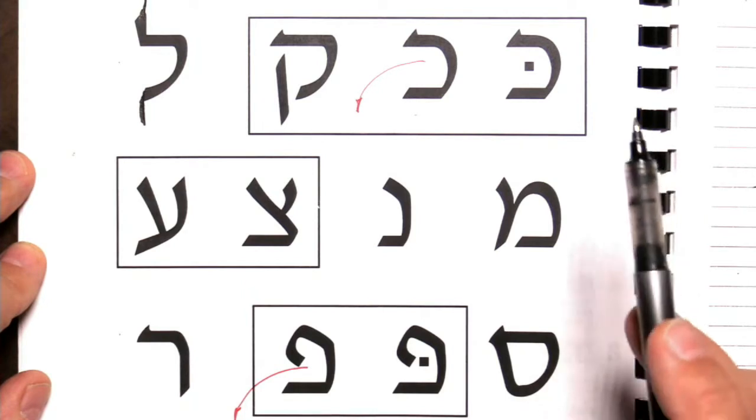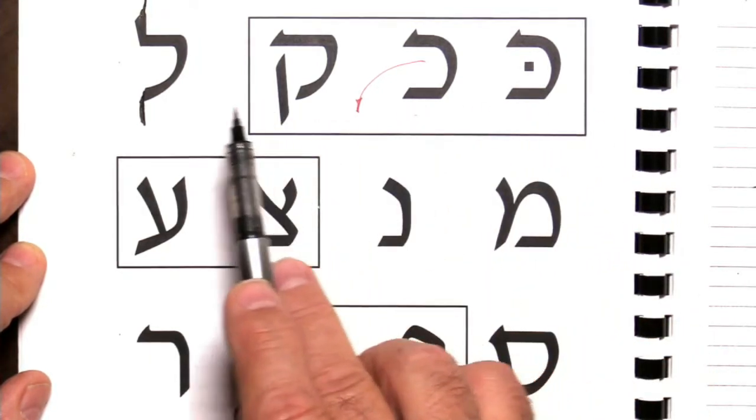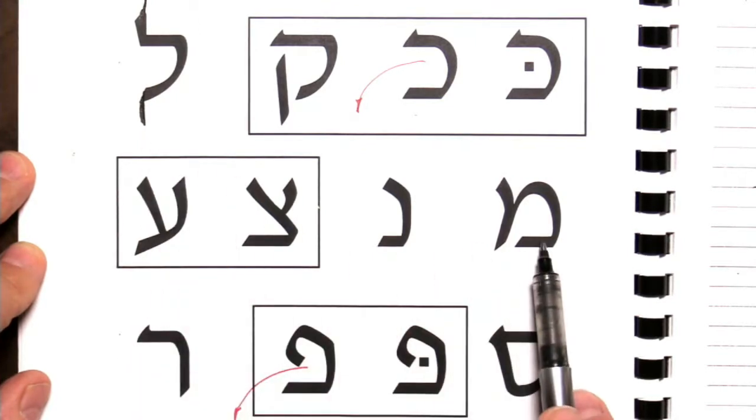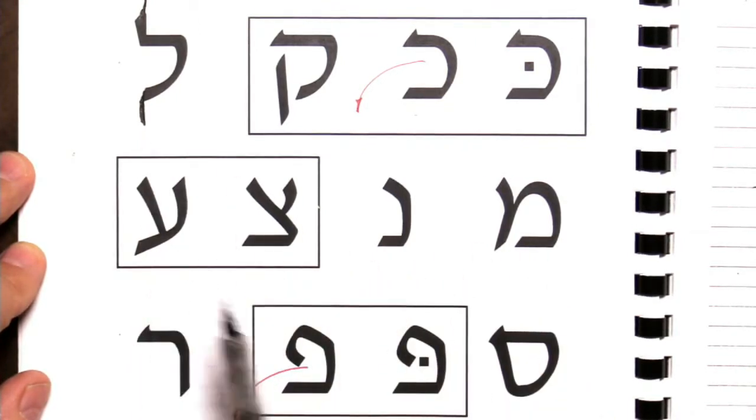So let's do them one more time. Ka, l, n, z, s, pa, f. That's hard to do consonants by themselves, isn't it?